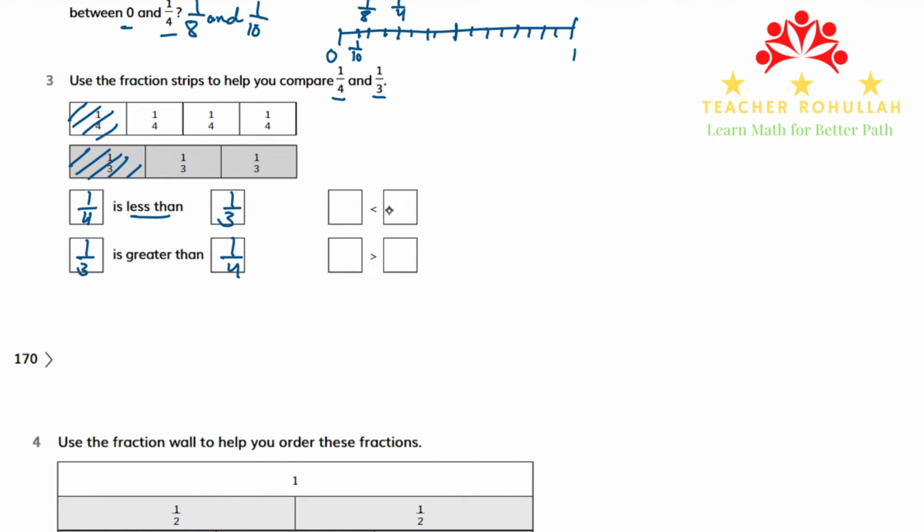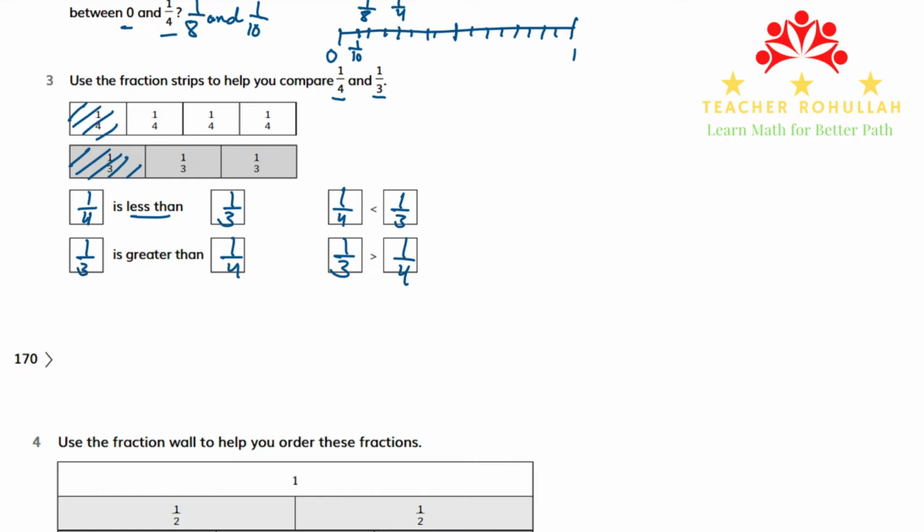So you know about the inequality signs. When the opening of the inequality sign is towards a number or towards a fraction, it means that fraction or that number is bigger. So in this case, we can write 1/3 is bigger than 1/4, and here also the opening is to the left, so we can write 1/3 is bigger than 1/4. So we are done with question 3 as well.